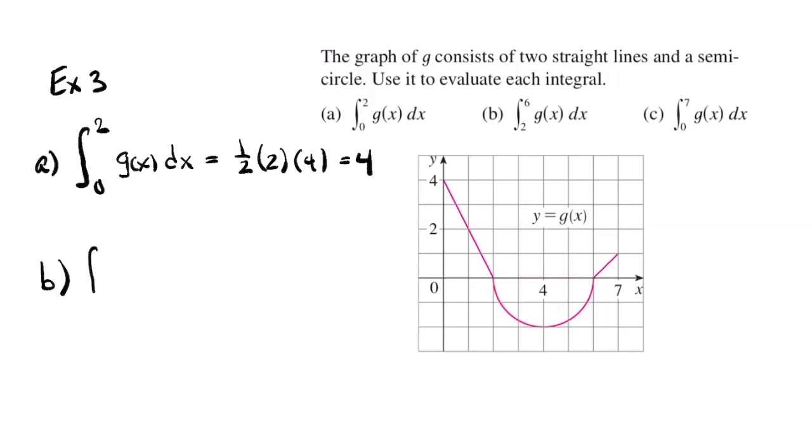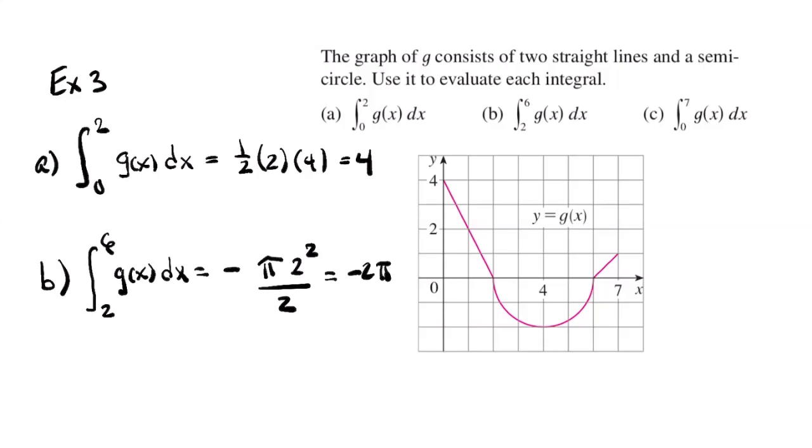So the integral from 2 to 6 of g of x should be the opposite, because it's below the x-axis, of a circle of radius 2, but I want only the semicircle. So you can calculate that out, that's minus 2 pi.